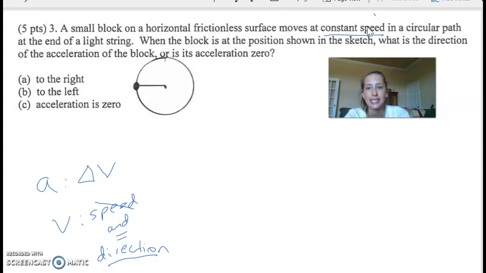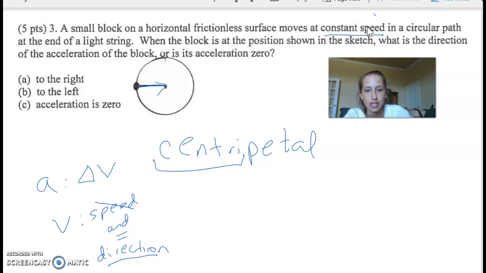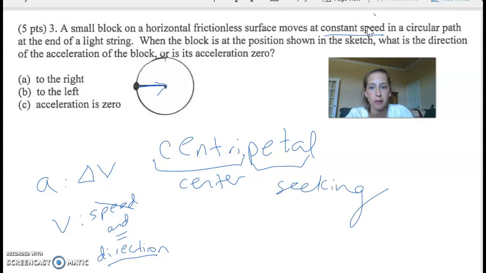Okay, so which way is the acceleration? Well, our block is staying in the circle, so it's towards the center. It's a centripetal acceleration, centripetal. That is center seeking. Center seeking. Okay, so it is to the right.